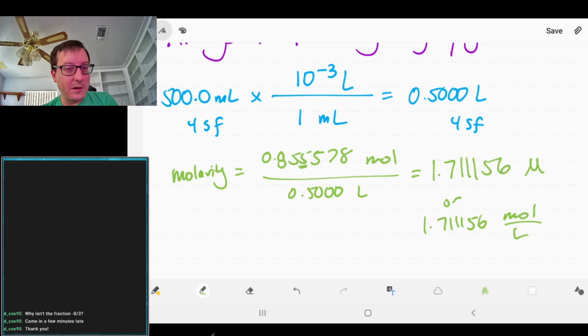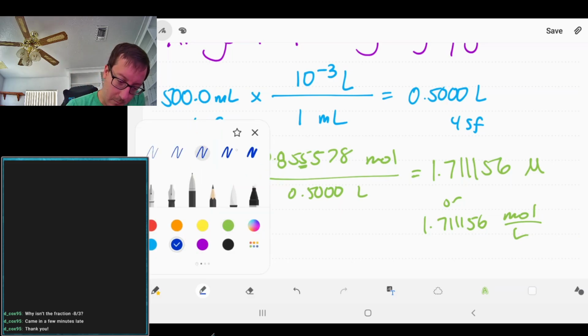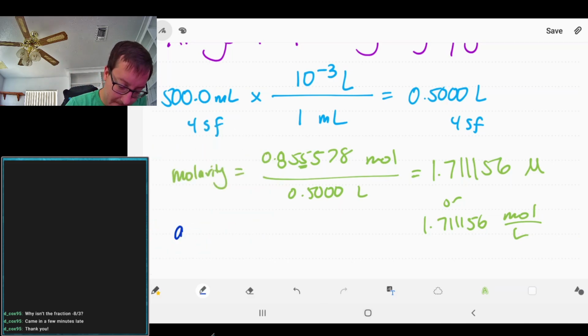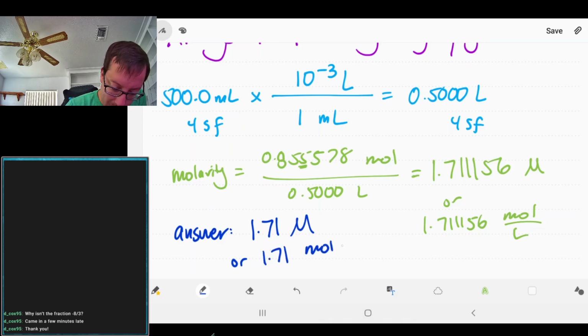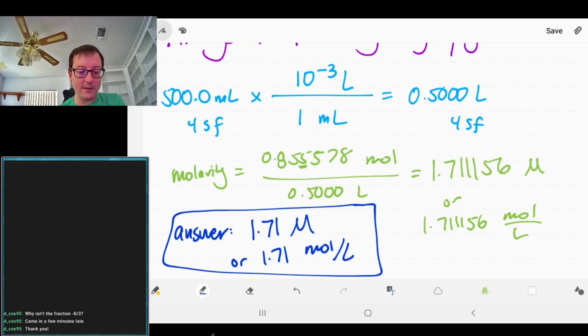But wait, we didn't do our sig figs. So we need to give our answer as 1.71. Because of the 3 sig figs. So 3 sig figs over 4 sig figs. Choose the smaller number, that's 3 sig figs. So don't forget your sig figs. Alright, so our answer there was 1.71 molar.